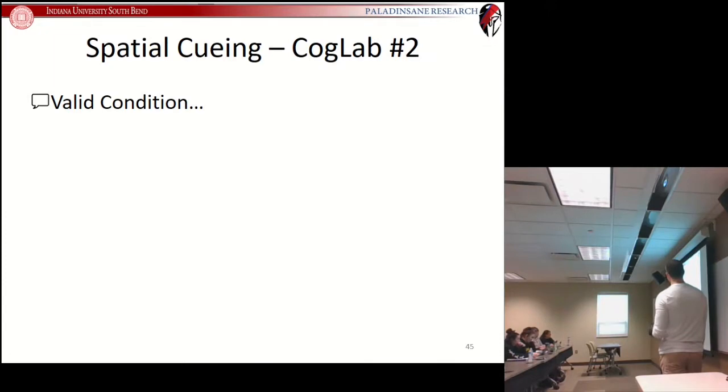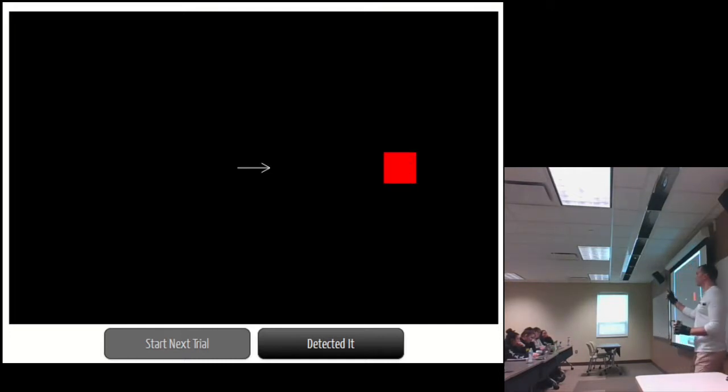In the valid condition, you would have your fixation point. An arrow would indicate that your target is going to be, in this case, to the left. You were again asked to maintain fixation on that center target, and in this case, on that center fixation or arrow, and in this case, the target would appear where the arrow indicated.